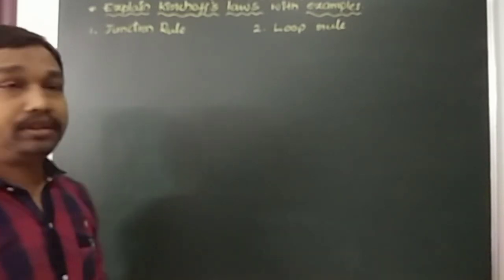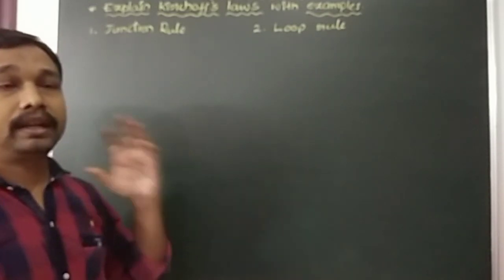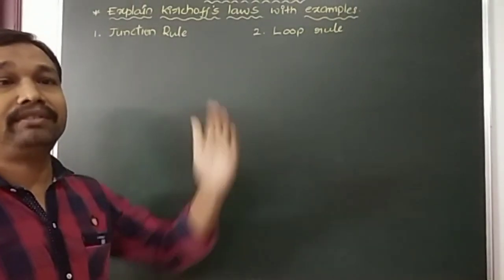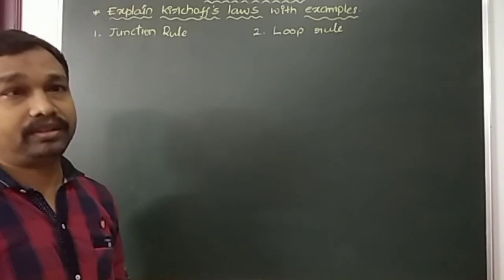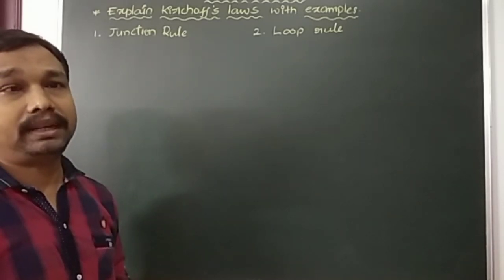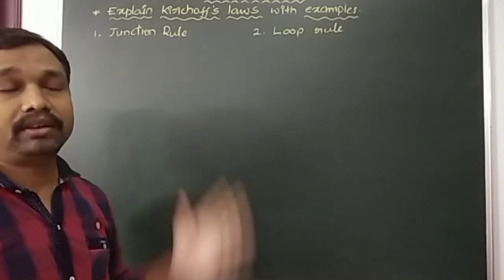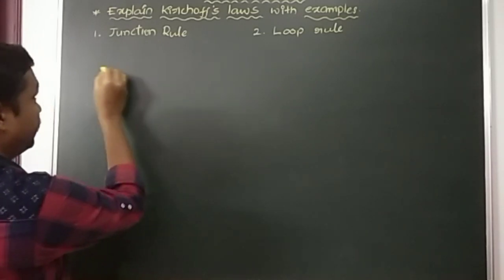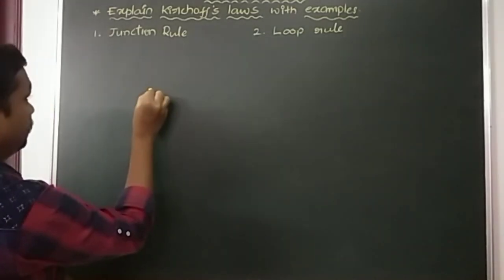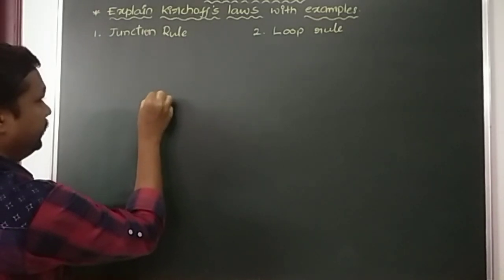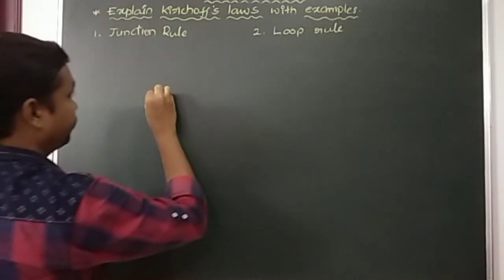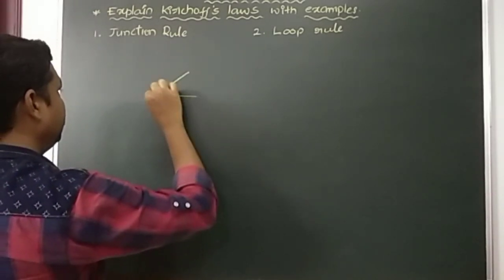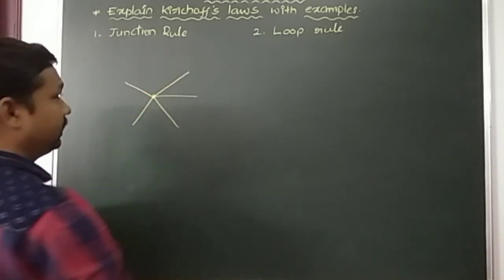Okay, according to junction rule, the amount of current coming toward the junction point is equal to the amount of current leaving, it remains the same. This is the rule given by Kirchhoff, that we are calling as junction rule. Okay, here I will draw one diagram, then you can understand very easily. Here is the junction point I am considering. Different directions I am taking, like this.